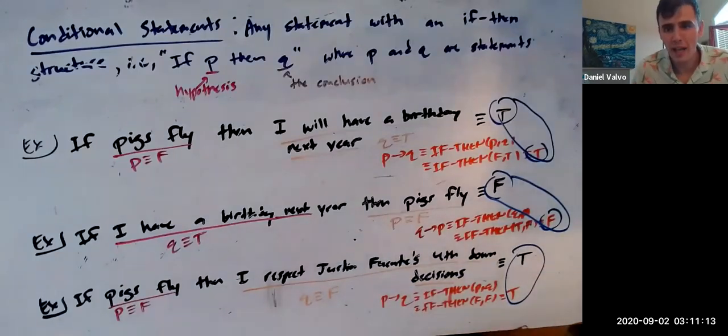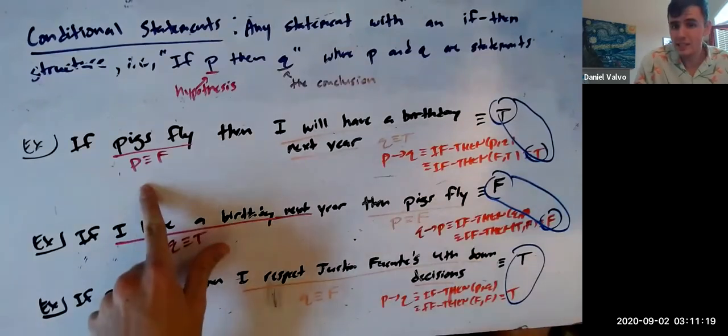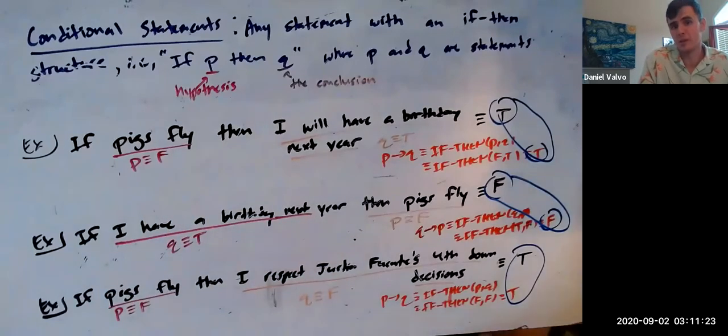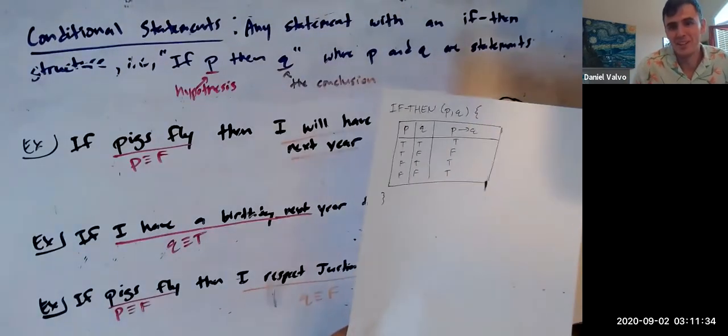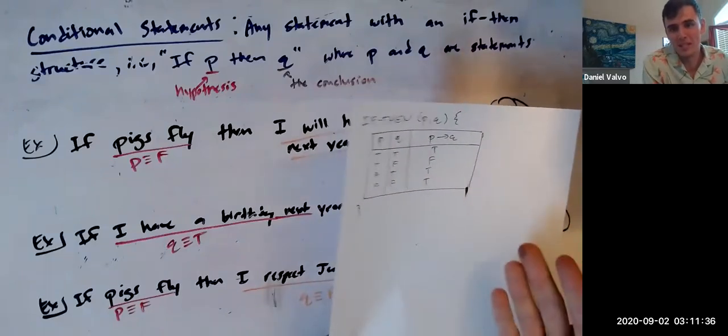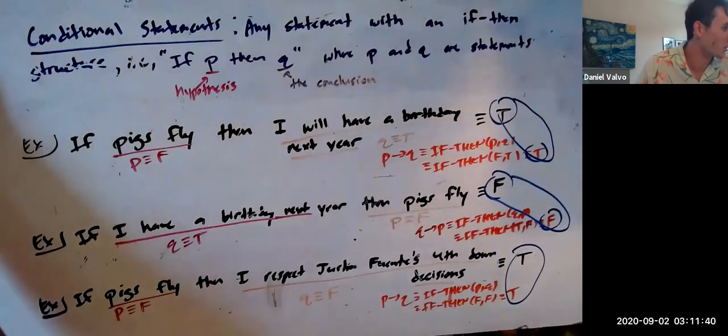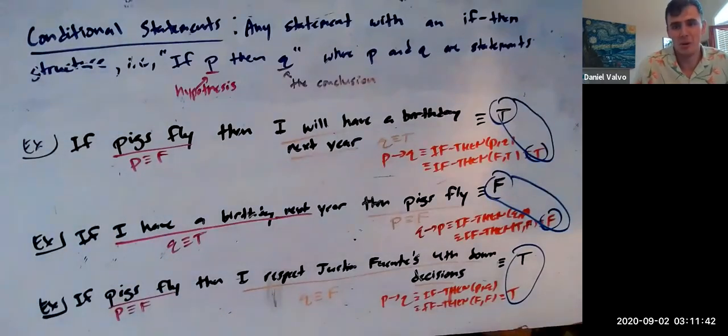This is called being vacuously true. If your if-then statement is true because your hypothesis is false, that's called being vacuously true. We're just going to consider it true. You could totally make an argument that you should consider it false, but we're going to consider it true. That's just how the definition works. That's how this operation sees the world.